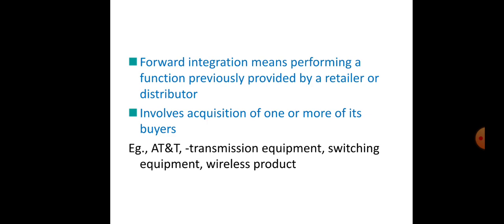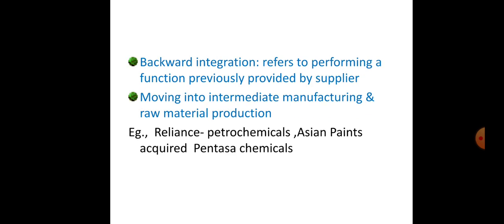AT&T, then transmission equipment, switching equipment, and wireless products. Then backward integration refers to performing a function previously provided by a supplier or moving into intermediate manufacturing and raw material production. For example, Reliance Petrochemicals, and Asian Paints acquired Pentasa Chemicals.